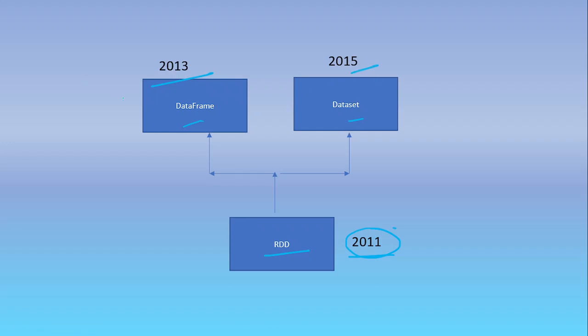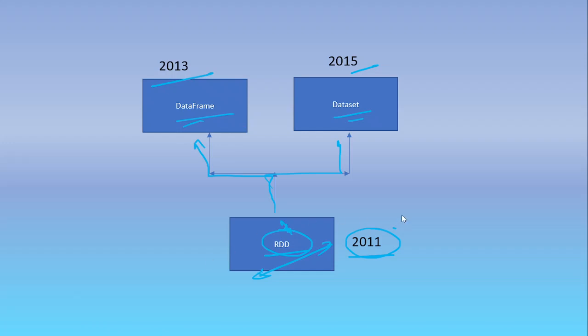If you know RDD, these two, DataFrames and Datasets, are derived from RDD only. You can see the arrow: the DataFrame was derived from the RDD, and your Dataset is also derived from the RDD. So first and foremost, we need to know what RDD means. Once you understand how RDD works, we can proceed further to DataFrames and then to Datasets.